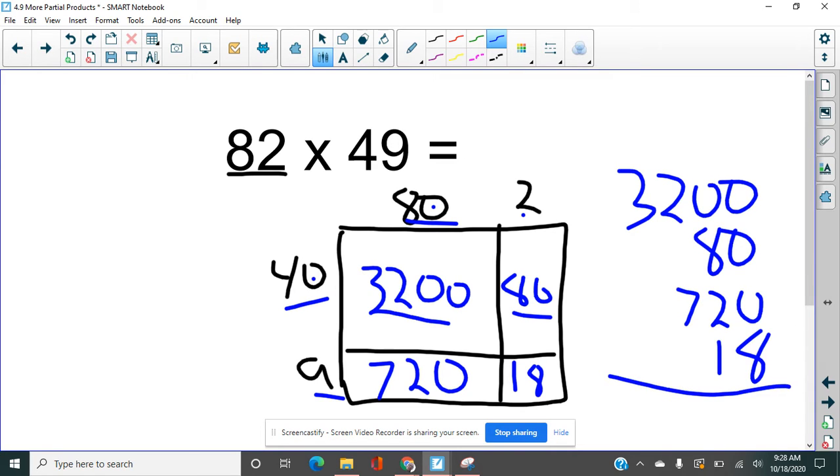Notice that I'm lining up the place values. All the ones are on top of each other here. This would be 11, so carry the 1. That would be 10, so carry another 1. There's my answer.